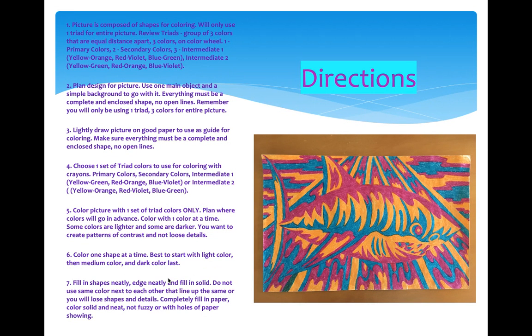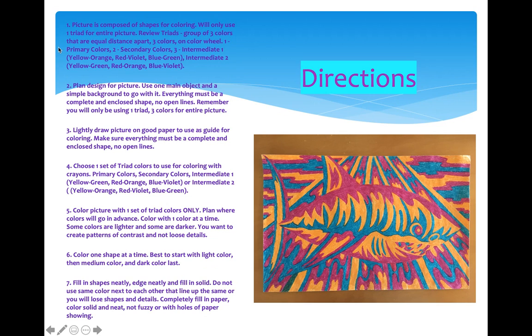All right. Let's go over the directions. Now, this is an example of intermediate 2 with my shark. And you can see how I planned where all the yellow oranges were going to go. And then I went on to red-violet for the mediums. And then the blue-green for the darker areas. And 1/3 of the picture should be each of your colors to make it have unity and give it a pattern.